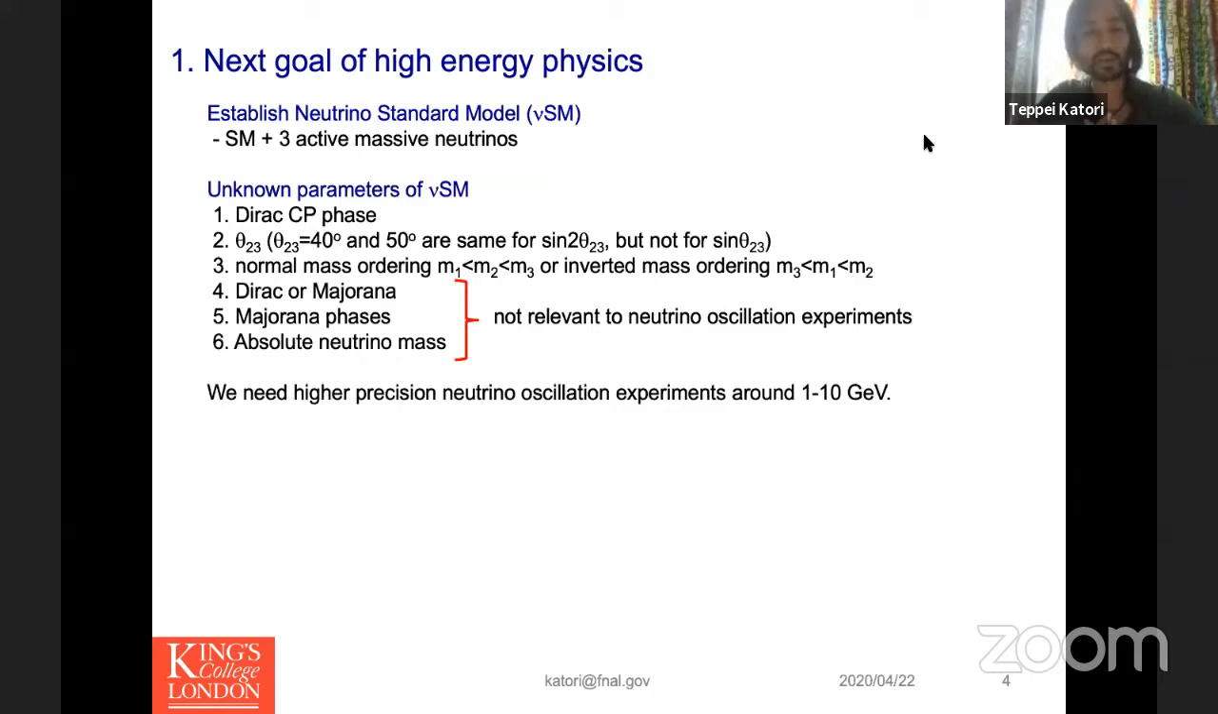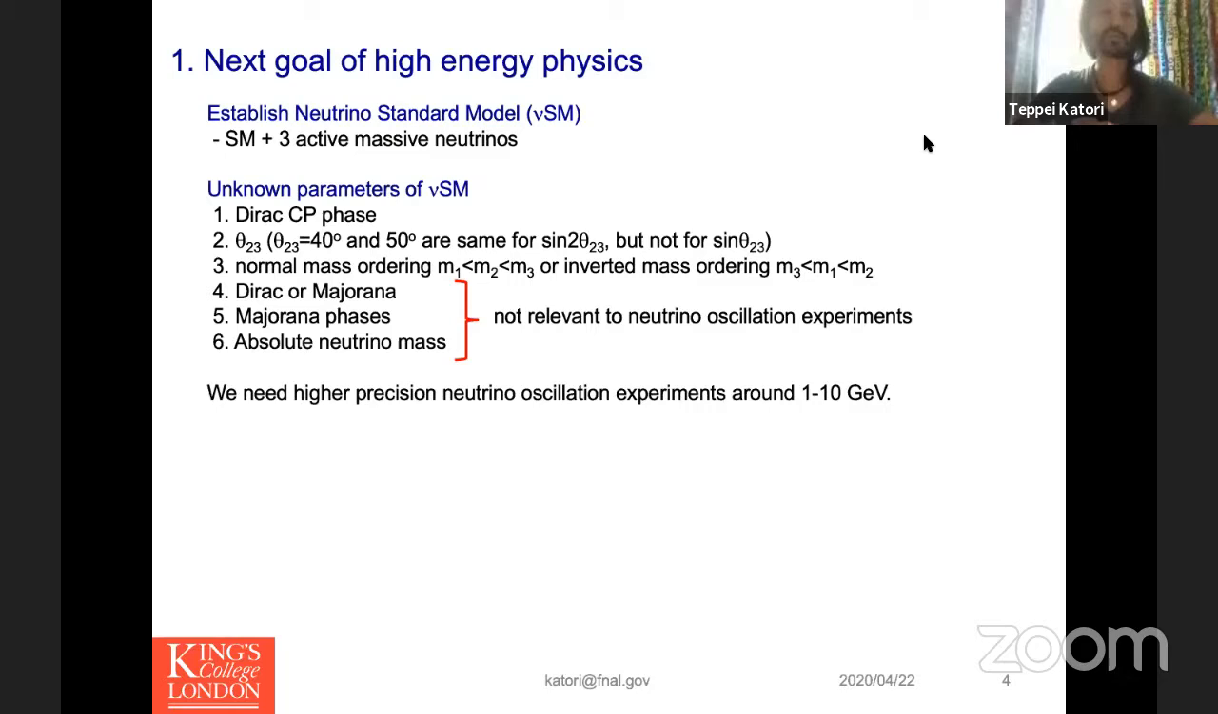Another one is the mass ordering. We know M1 is lighter than M2, but we don't know where M3 is. It could be the heaviest, which makes sense for many people, and that is called normal ordering. But maybe M3 is lighter than them, which is called inverted ordering, and we don't know yet.